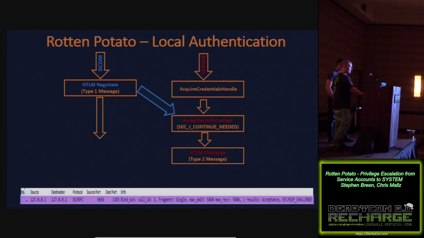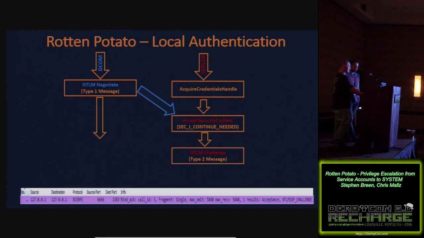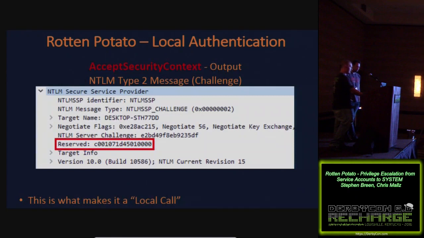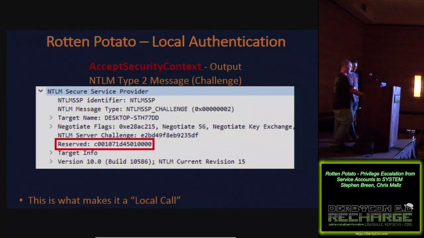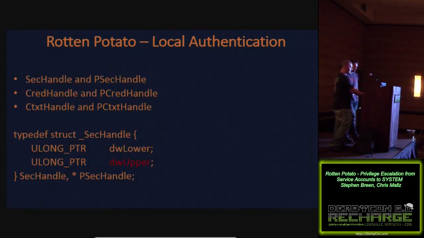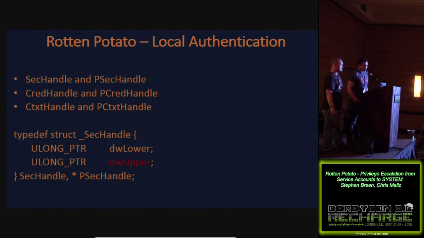Now, for a local call, it is a little bit different, and you have this little reserve section here. And this little reserve section kind of threw me off because I was like, what is that? And so I finally figured it out, and what it actually is, is the security handle itself being transmitted right through the packet. It's the DW upper part of the security handle, and it's basically a place in memory. So it's weird because it goes over the network and gets passed to the loopback adapter, but it's actually a reference to something in memory on that machine, so it can kind of throw you off a little bit, but that's all it is.